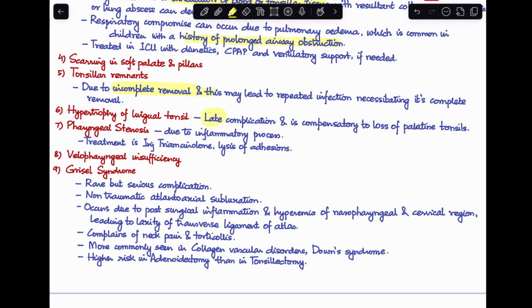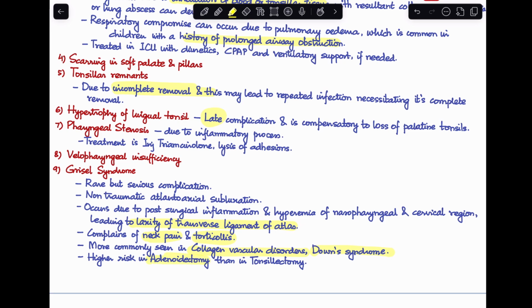This occurs due to post-surgical inflammation and hyperemia of nasopharyngeal and cervical region, which leads to the laxity of transverse ligament of atlas. In this, the patient will complain of neck pain and torticollis, where there is restricted neck movement on the side. And more commonly, this condition can develop in cases of collagen vascular disorders or a patient of Down syndrome. And there's a higher risk seen of Grisel syndrome in case of adenoidectomy rather than in tonsillectomy.